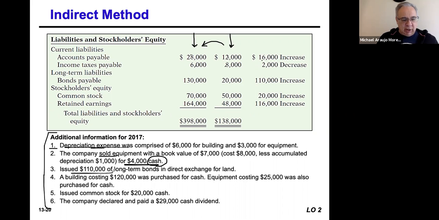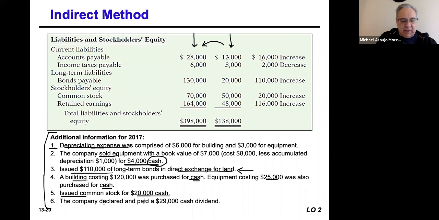They issued $110,000 of bonds in a direct exchange for land. That's significant, right? Because they bought a large chunk of land with no cash. They issued bonds in direct exchange for the land. Here they purchased a $120,000 building for cash. They bought $25,000 of equipment for cash. Because they used cash, that's going to show up. They issued common stock for $20,000 cash. So when you sell shares of common stock, the company is receiving $20,000 in cash.